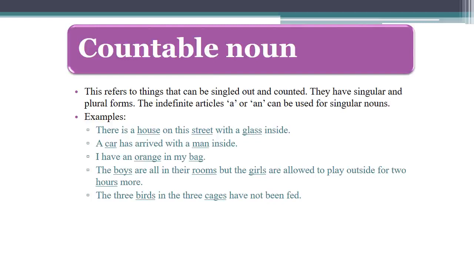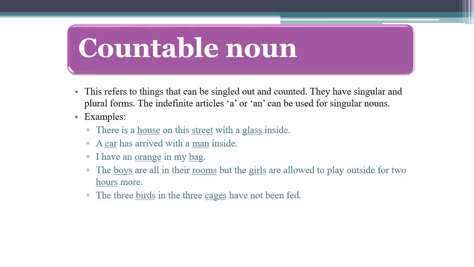Also, another rule is your ability to use the indefinite articles, either a or an, with the noun. You could have a house, a car, a man, a boy, a girl, and so on. An orange, an apple. All of these are countable. So if we cannot do that with the noun, then it means it is not a countable noun. So let's look at a few examples here.